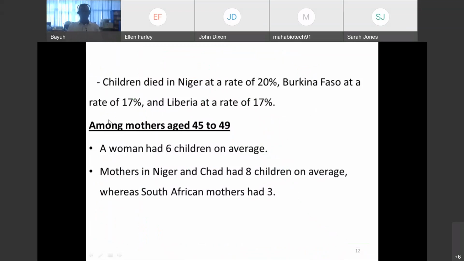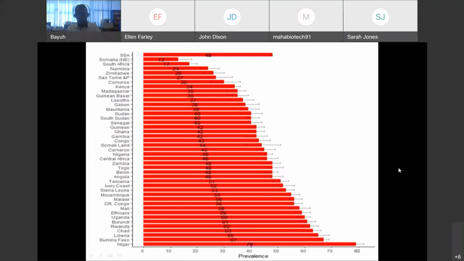Next, I will discuss the older mothers, those aged 45 to 49 at the end of childbearing. In Sub-Saharan Africa, each of these women has 6 children on average. Mothers in Niger and Chad have the highest number of children, at 18 on average. And the lowest is in South Africa, which is 3 children per woman.